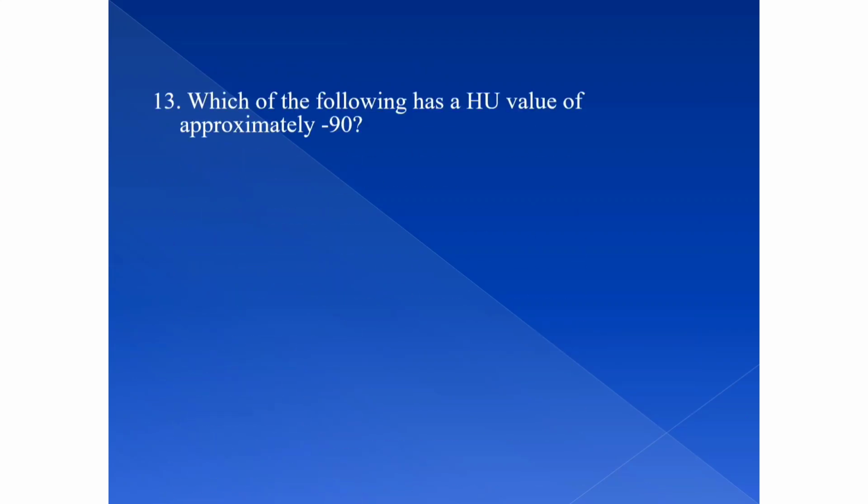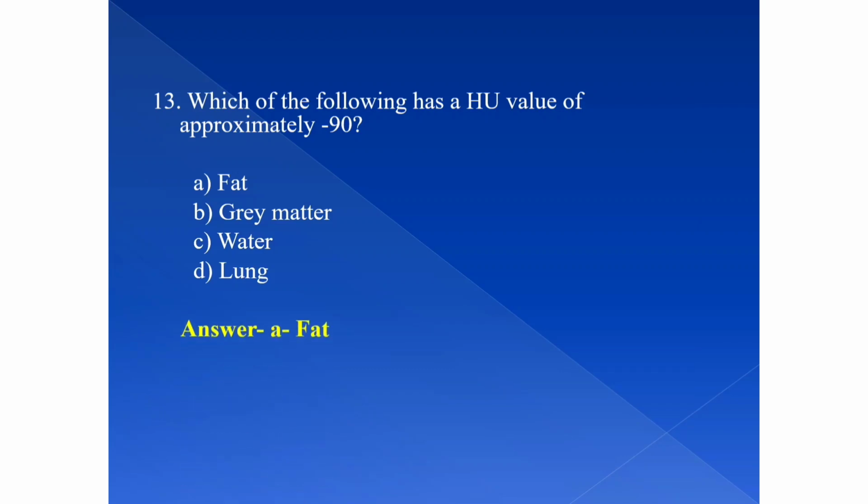Moving on to the next question, question number 13. Which of the following has an HU value of approximately negative 90? Option A, fat; option B, grey matter; option C, water; and option D, lung. The answer is option A, fat.